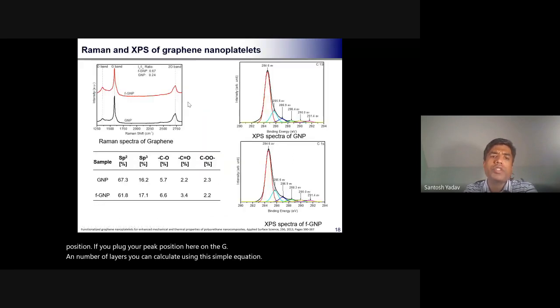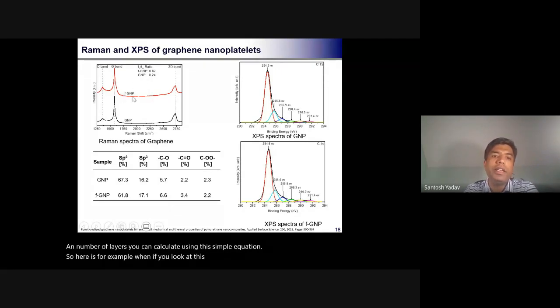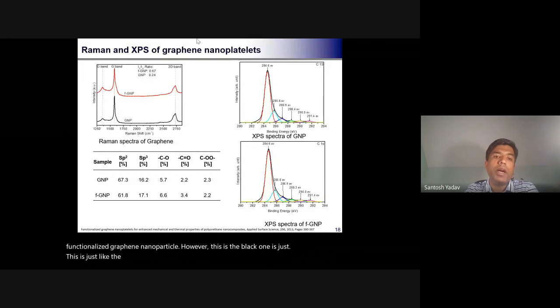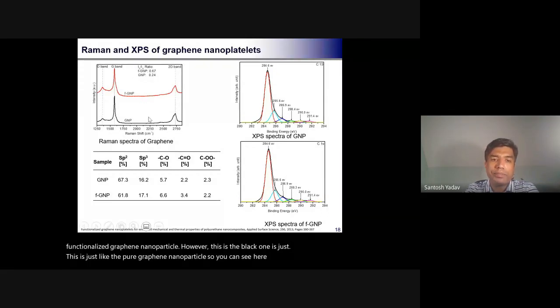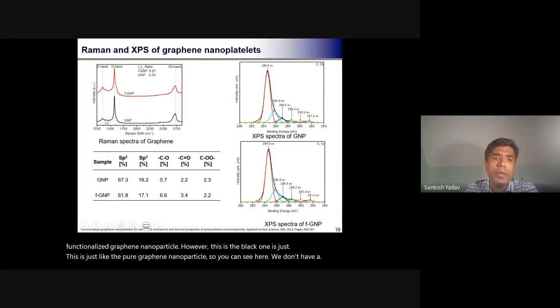So here is a few examples. If you look at this spectra here, the red line is the functionalized graphene nanoparticle. However, the black one is just the pure graphene nanoparticle. So you can see here that the D peak is very minimal.